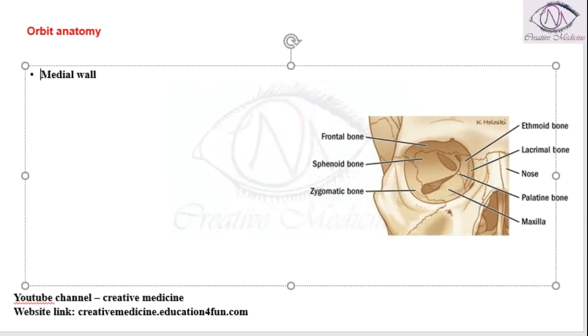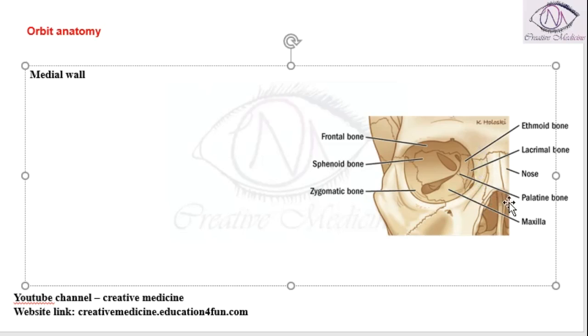So, the medial wall of the orbit. This is the medial wall of the orbit, which is formed by the maxillary bone. This is the frontal process of maxilla. This is the frontal bone. And this is the lacrimal bone. Here you can see the lacrimal bone is formed.